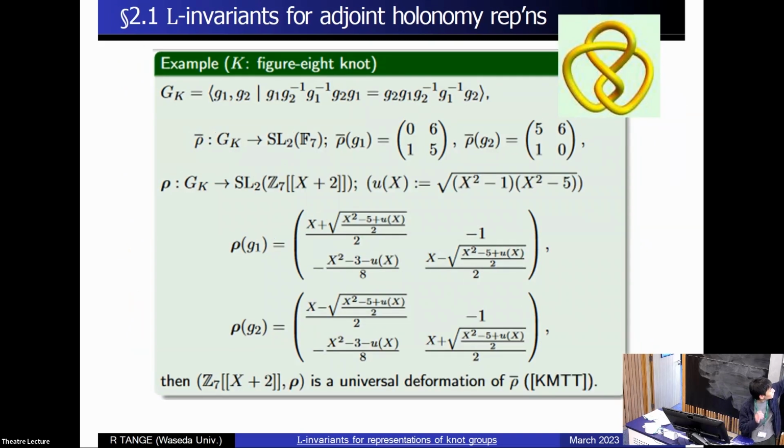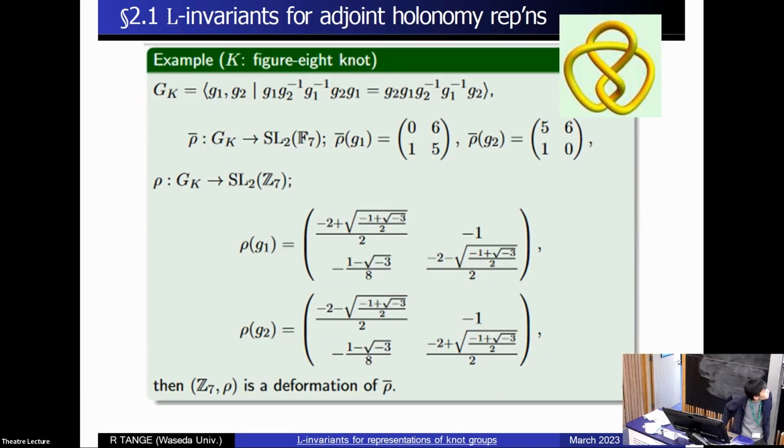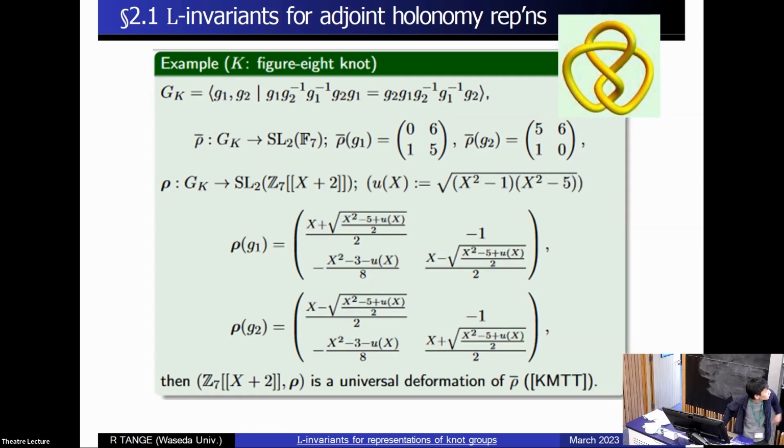And similarly, we can consider the universal deformation explicitly by considering the representation over several power series with integer coefficients. And by substituting these matrices with x equals -2, we obtain the previous G7 representation. And so we can similarly say that this pair is a universal deformation of rho bar.